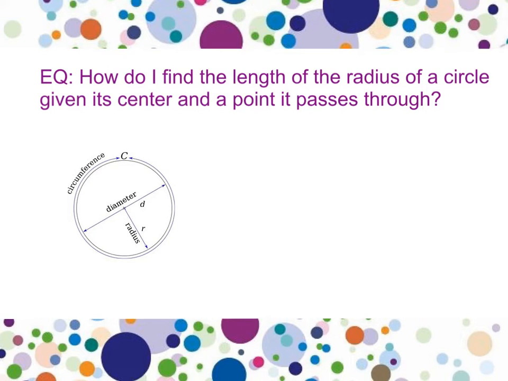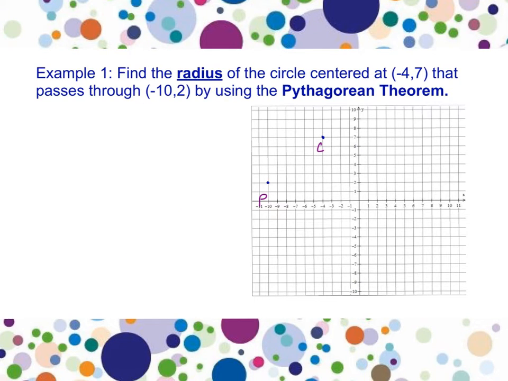In this video, we're going to learn how to find the length of the radius of a circle given the center and a point that it passes through. So when I say a point that it passes through, I mean a point along the circumference of the circle itself. I'm going to show you two different methods that you can use to find the radius of the circle given a center and given a point that it passes through. So again, when I say a point it passes through, I mean if this is the center, this is a point that's on the circumference of the circle.